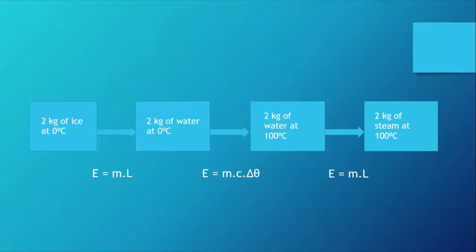So the amount of energy would be E equals m times L. If that same mass of water goes from 0 degrees centigrade to 100 degrees centigrade, then we'd use E equals m c Δθ. And then, if we've got that water which is boiling, turning into steam, into vapor, also at 100 degrees centigrade, then again we would use E equals ml. So be aware of these transitions.